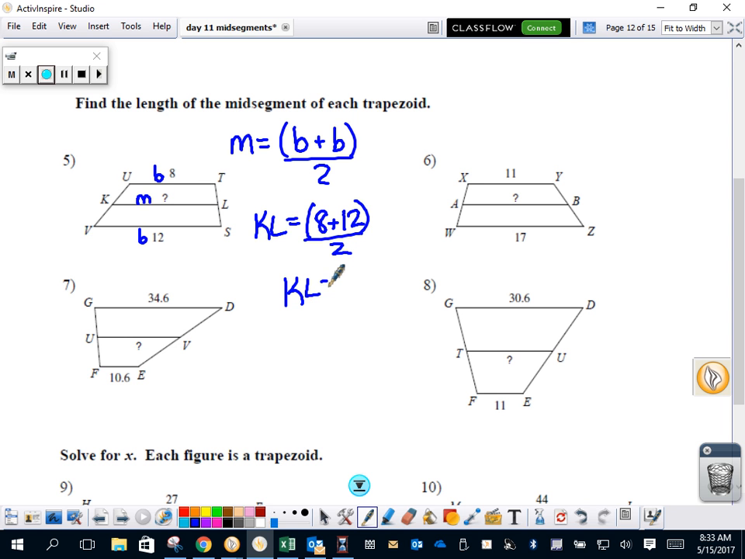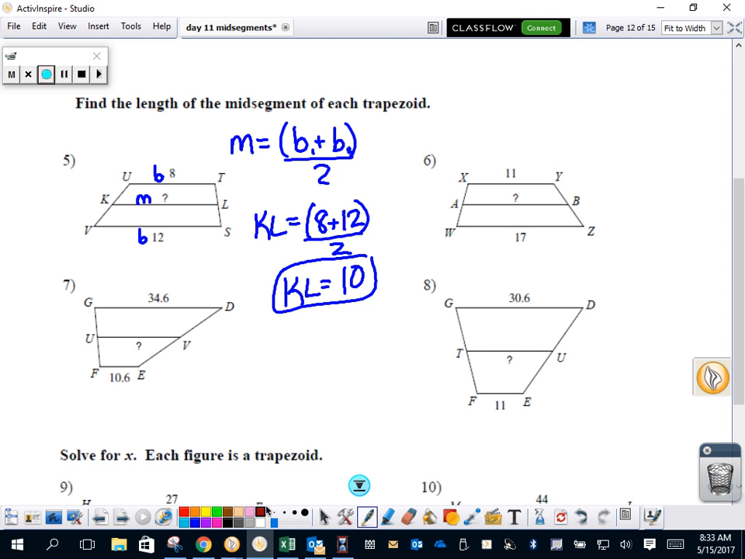What's the length of KL? Is it 14 or is it 10? 14 or 10? 10. Okay. You gotta make sure you put that in parentheses. Maybe put base 1, base 2. Okay? How are 5, 6, 7, and 8 similar? They all want the midsegment, okay? None of them want the base.